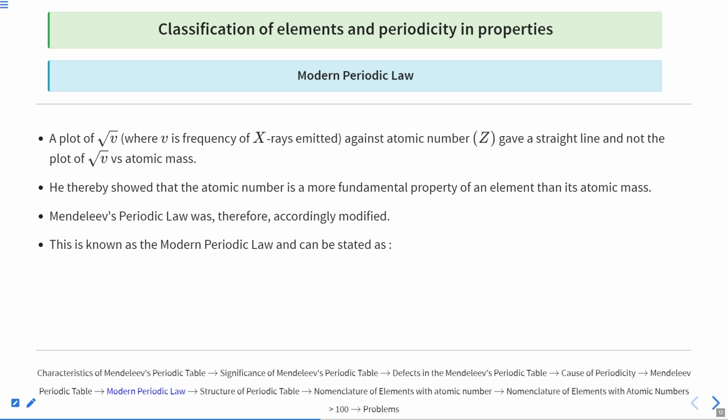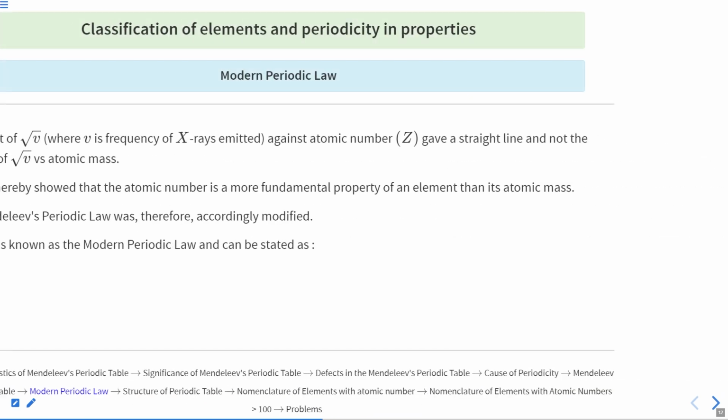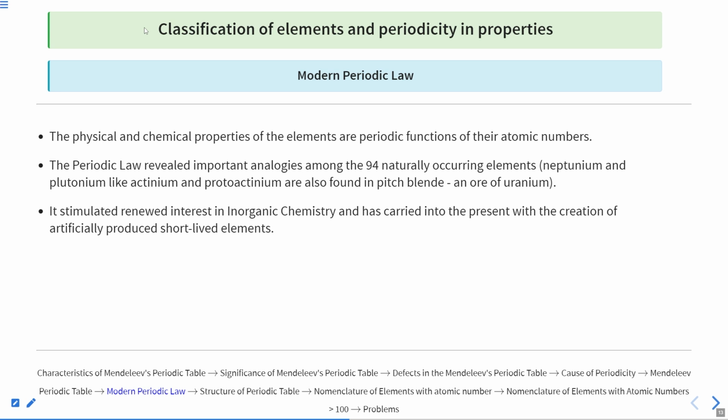So what did Moseley do? He plotted a graph between the characteristic frequency of that element against the atomic number and not the atomic weight, and then he found a similarity in properties. He thereby showed that atomic number is more fundamental to an element than atomic mass. Then the periodic table was accordingly modified, which is known as the modern periodic law. This law states, as I have already discussed, that the physical and chemical properties of the elements are a periodic function of their atomic numbers rather than their atomic weights.